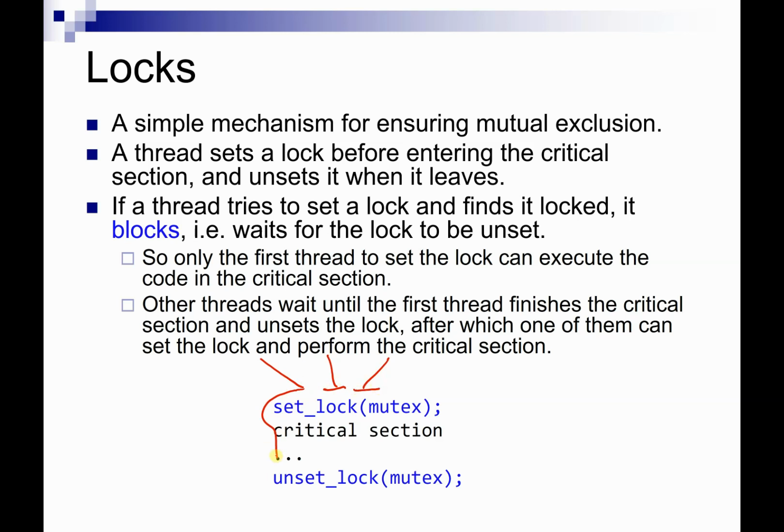Eventually this guy is going to finish, and he's going to unset the lock. And once the lock is unset, these two waiting threads can again compete to get the lock. One of them gets the lock. Let's say the third thread over here, and then he can go into the critical section. But then thread 2 is again blocked. So this way we always just have one thread at a time in the critical section.